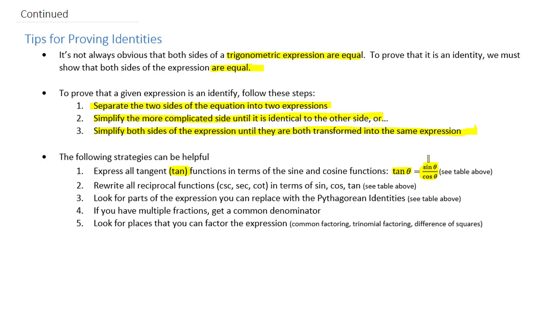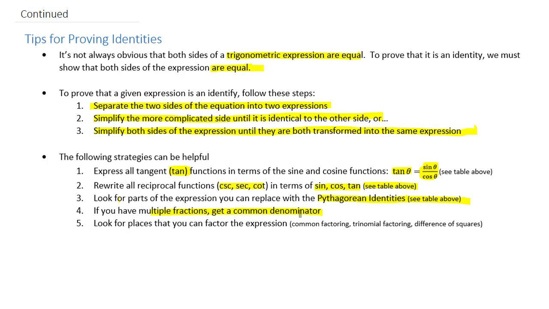And same thing, as soon as I see cotangent, I'm going to write it as cos over sine. So rewrite all the reciprocal functions, cosecant, secant, cotangent, in terms of sine, cos, and tan. So go back and look at that table we just talked about. Look for parts of the expression you can replace with a Pythagorean identity. We just talked about that above. If you have fractions, we want to get common denominators. That comes in a lot.